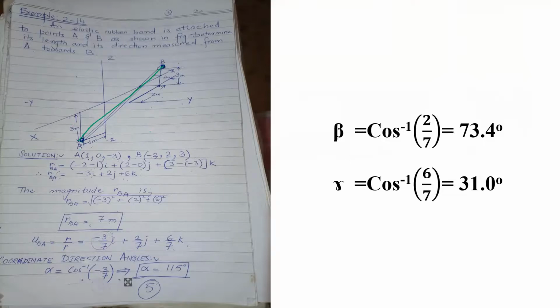Let's start with the point A coordinates. So when this is origin, for example, let me take red pointer.